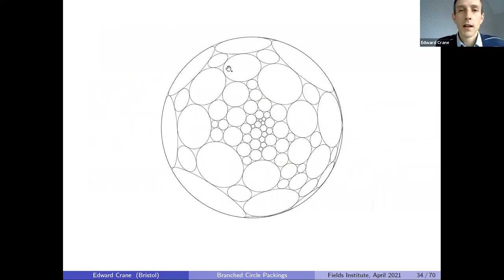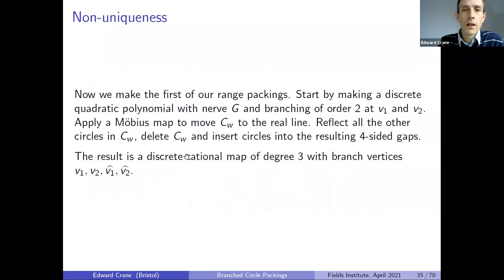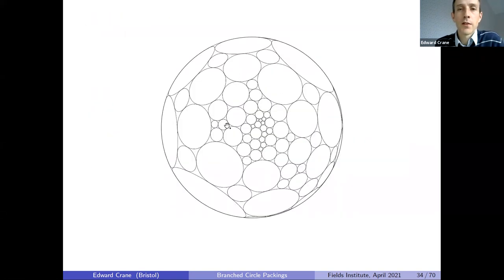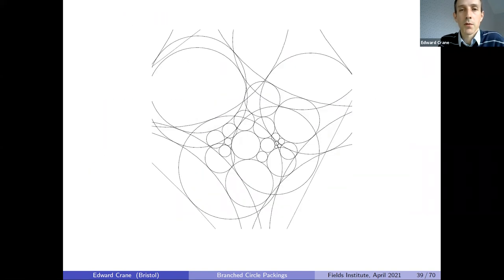So here's the picture. Where I'm moving my cursor now is the original complex. I've reflected it in a circle here, so that round the back of the Riemann sphere is a reflected copy of the original complex. And then I've inserted these ball bearing circles of degree 4 here, here, here, here, and so on. And I claim that you can make two different cubic discrete rational maps with this triangulation as the nerve. I'm just going to skip through how that works.